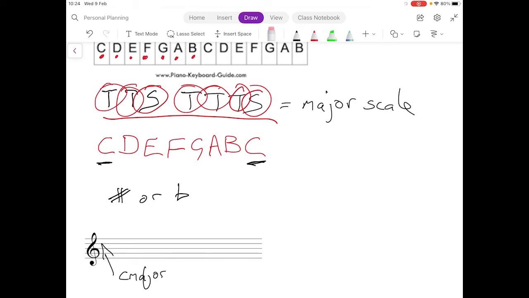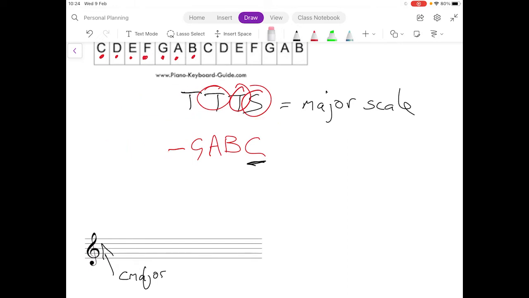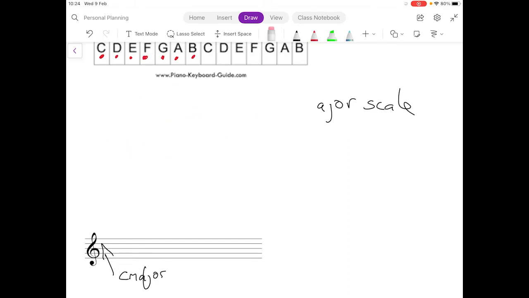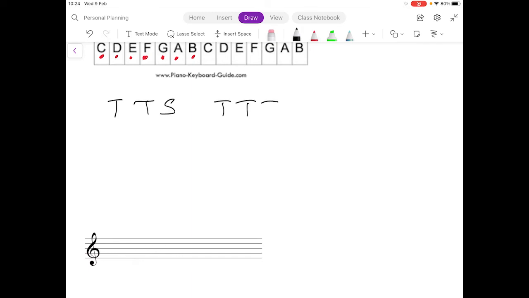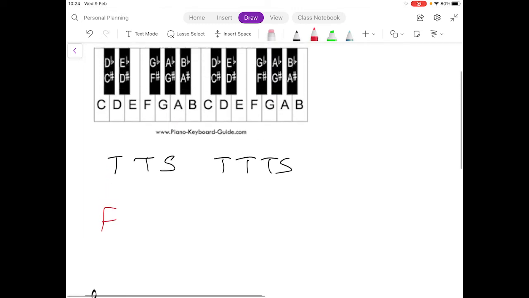Let's do the same, but we're going to do this starting on a different tonic note. Let's work out the F major scale. Okay, so again, we've got our tone, tone, semitone, tone, tone, tone, semitone pattern, and we're going to start on F, because we're going to work out the F major scale. So starting on F, let's go up a tone, takes us to G, then up another tone, takes us to A, then a semitone from there takes us to A sharp or B flat.